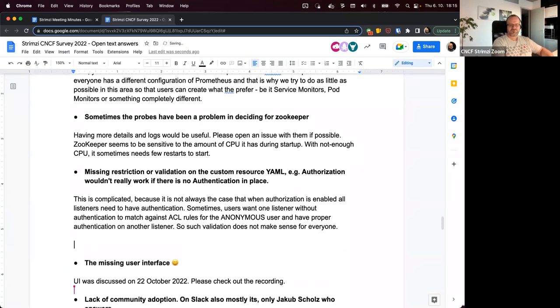I think another issue is that actually the CRDs in Kubernetes, especially on older versions, are a bit limited in what validation you can do. So you can't set up too complicated rules. There's actually some new support in Kubernetes 1.25, but it's not available on older Kubernetes versions.